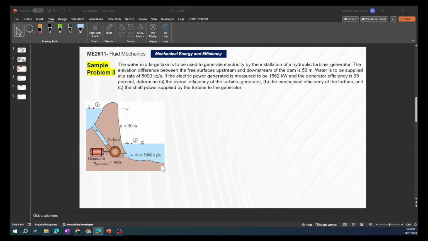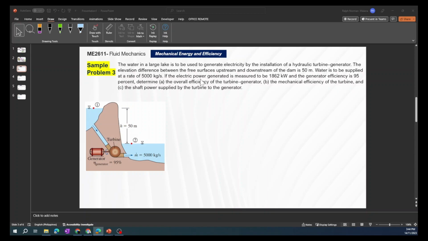So let's try to incorporate that using the formulas we learned in the mechanical energy and efficiency. So let's read the problem first. The water in a lake, large lake, is to be used to generate electricity by the installation of a hydraulic turbine generator. So here we are. The elevation difference between the free surface and downstream of the dam is 50 meters. Okay, and water is to be supplied at a rate of 5,000 kilograms per second. That's going to be our mass flow rate here. So we can assume that that's going to be the mass flow rate in and out.